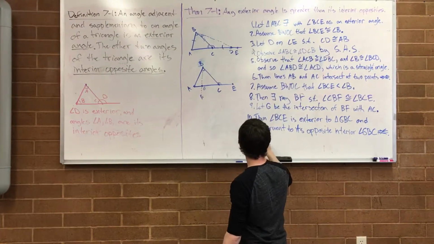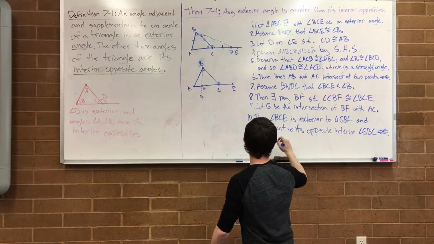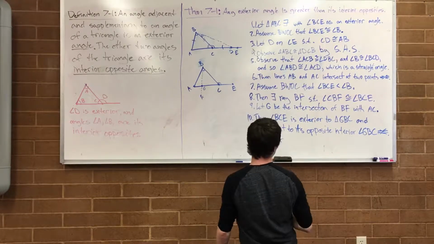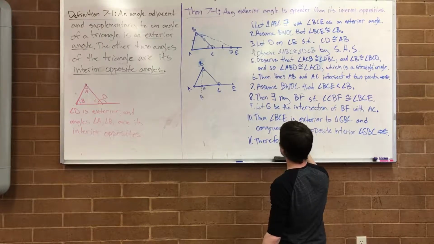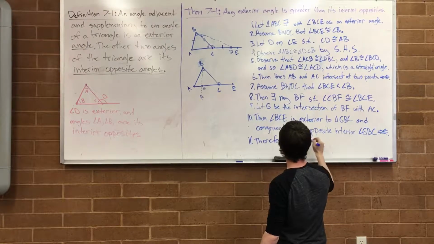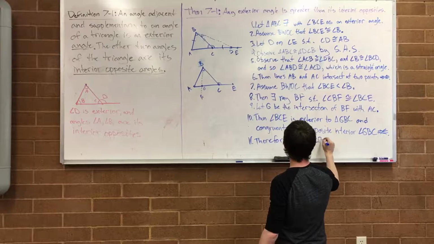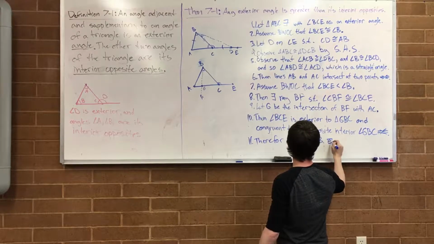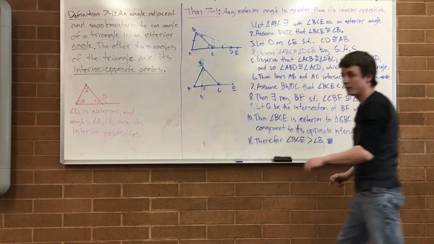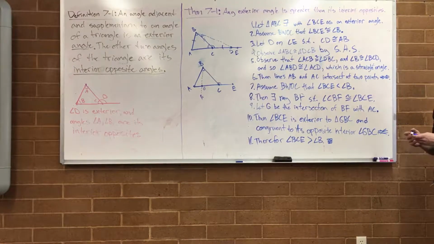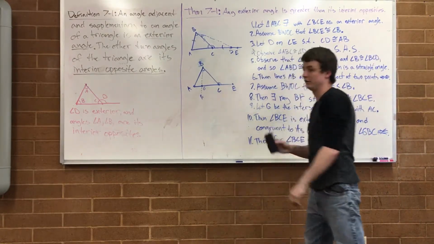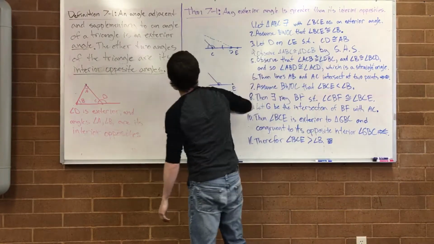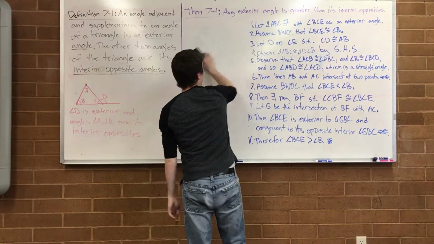11. Therefore, if it's not equal to or less than, it's greater than, right? Therefore, angle BCE is greater than angle B. And we're done. That all make sense? Yes. All right. Now let's do Euclid's proof of this, which I think is a lot cleaner.